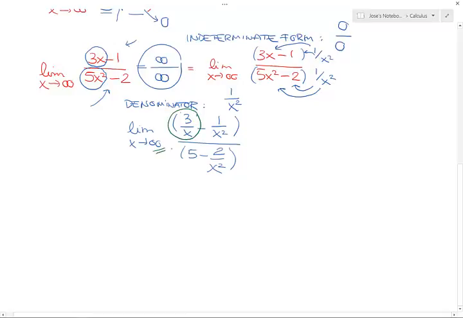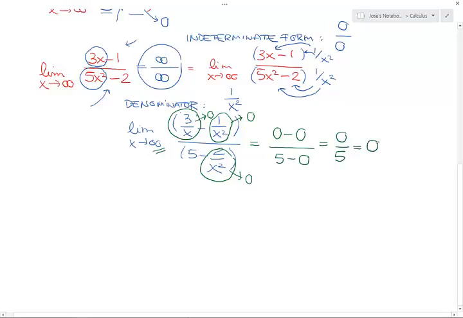As x gets larger and larger, that's going to get closer and closer to 0. So will this one. So your numerator gets closer and closer to 0 minus 0. In the meantime, the denominator, this part gets closer and closer to 0. The 5 doesn't change, so that gets closer and closer to 5 minus 0. So the overall limit is 0 divided by 5, or just 0.